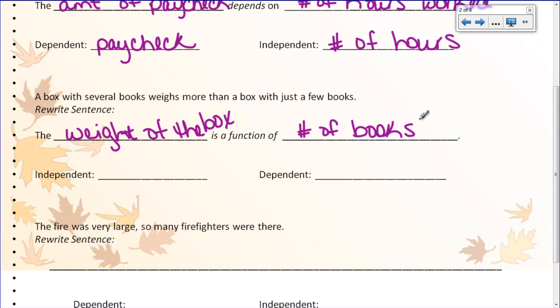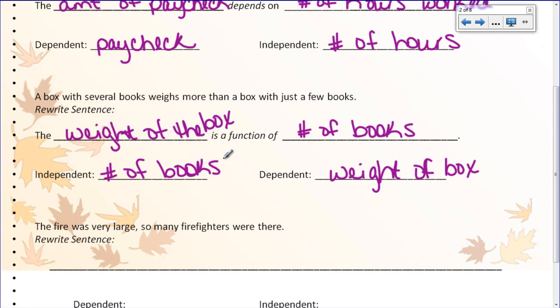Now they've written it backwards. We want to do independent and dependent. Well, if the weight of the box is a function of the number of books, the weight of the box depends on the number of books, so the weight is your dependent variable. So the number of books would be independent.